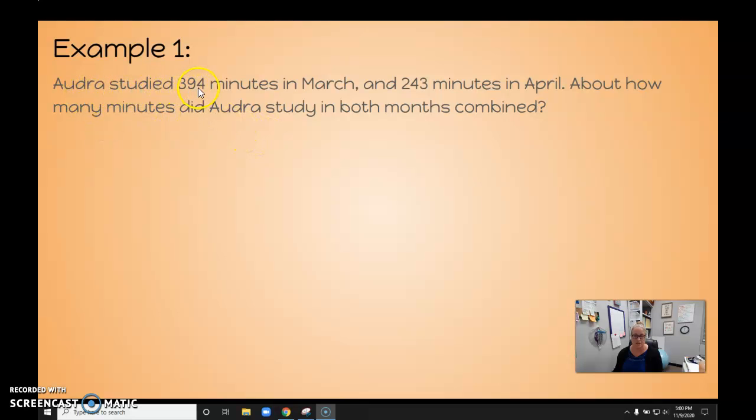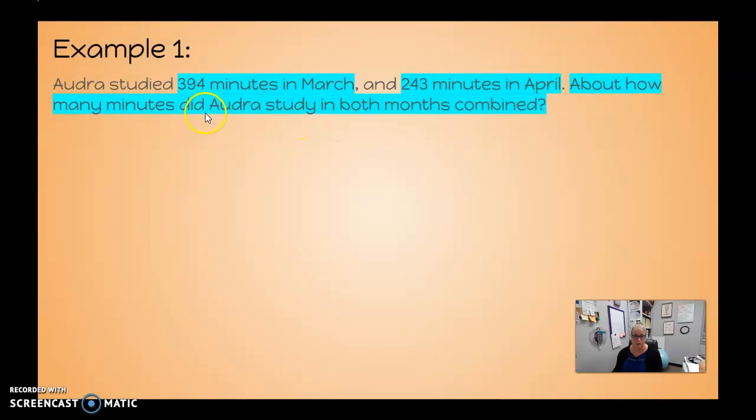So let's read it again. Audra studied 394 minutes in March and 243 minutes in April. About how many minutes did Audra study in both months combined? Well, I know that 394 minutes in March is important, and I know that 243 minutes in April is important. This word about is a very important word. It doesn't want to know exactly how many minutes she studied, but about. So we're going to estimate about how many minutes she studied.